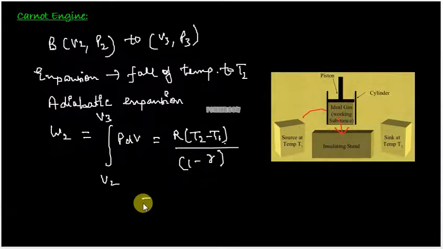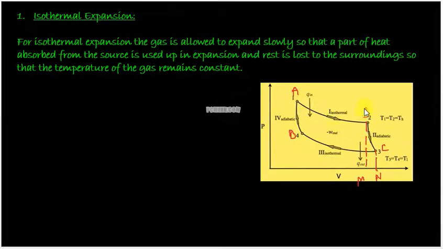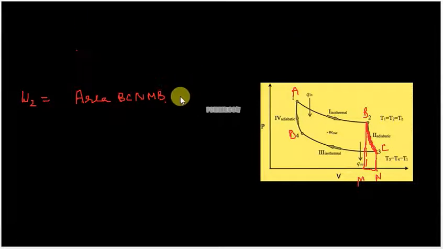If we talk in terms of the area, it is going to be the area under this curve. This is the adiabatic expansion happening. So W2, the work done during adiabatic expansion, is going to be the area under the curve BCNMB. So that is our equation number 2. So two works we have calculated.